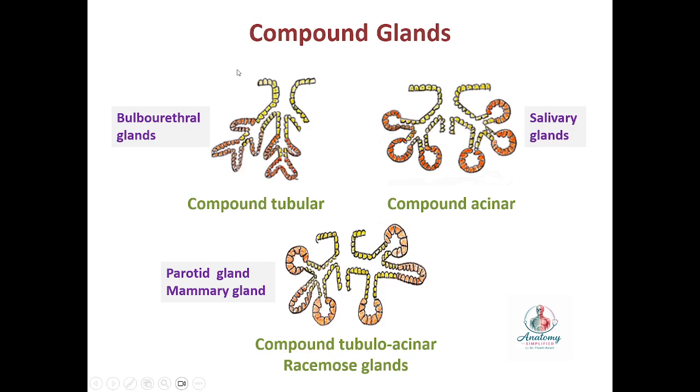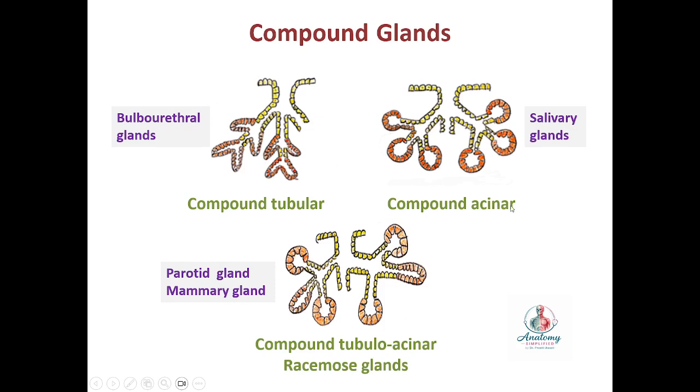The next variety is compound gland. We have three types. In compound gland, the duct is also branching and the secretory units are also branching. First is compound tubular, where the secretory part is like a tube and the tubes are also branching. It is seen in bulbourethral glands in males.